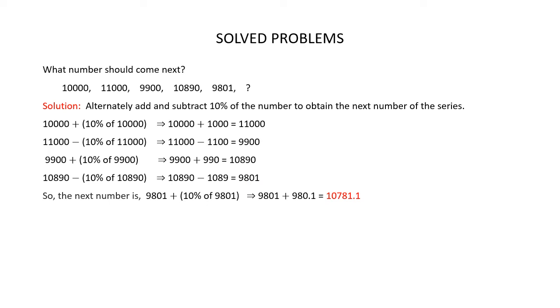So in the next step, it will be plus 10% of 9,801. The next number will be 9,801 plus 10% of 9,801, which is 980.1. So 9,801 plus 980.1 is 10,781.1. So 10,781.1 is the number that will come after 9,801. Hope you understood this.